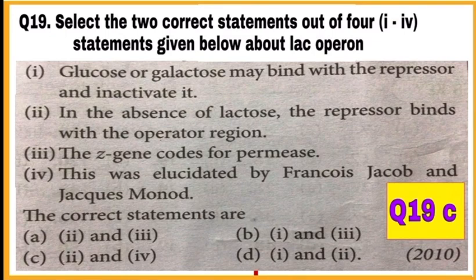Come to statement 4. This was elucidated by Francois Jacob and Jacques Monod. This is the correct statement. So the correct option is C. Statements 2 and 4 are correct about lac operon. So mark C as the correct answer.